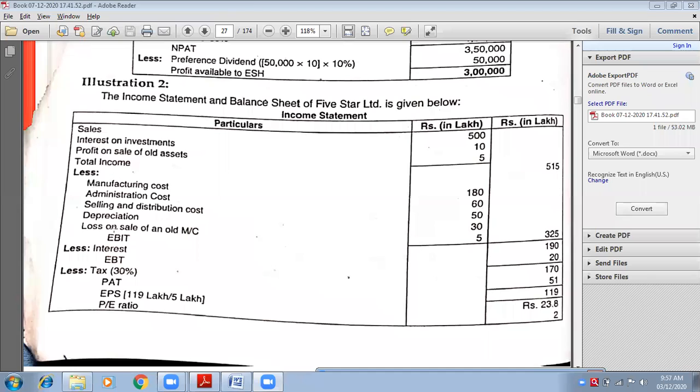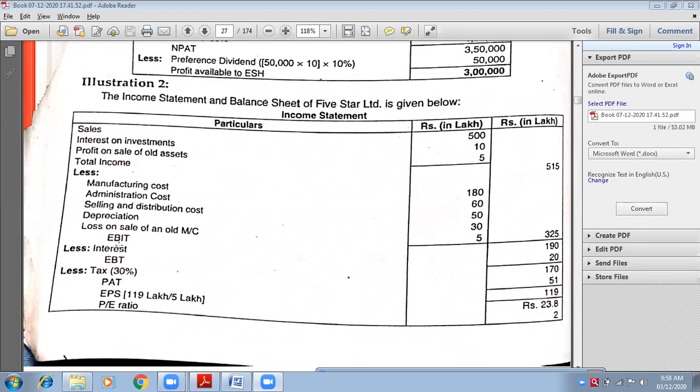Less, a few expenses are deducted. Manufacturing, it is operating. Administration, it is also operating. Selling and distribution, operating means related to business, so these are related to business. Depreciation is also related to business. But loss on sale of old machinery, yes, it is a non-operating expense. 5, it is a non-operating expense. I don't want this, but it is included in the expenses, so I will have to take it out.